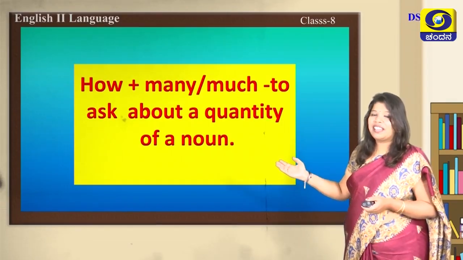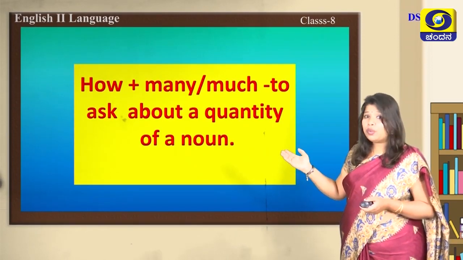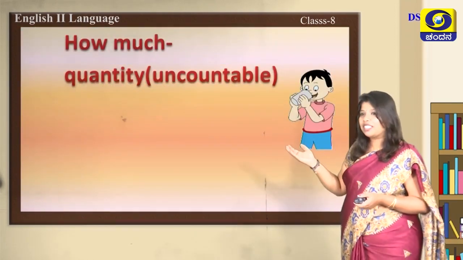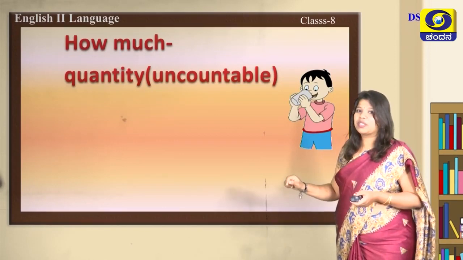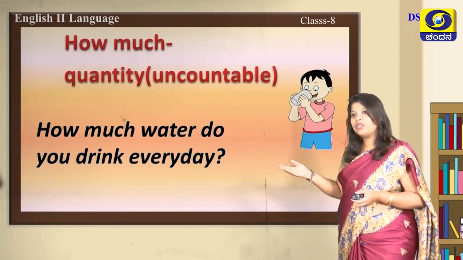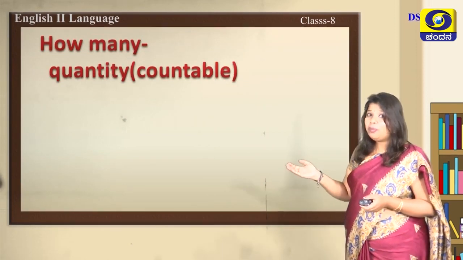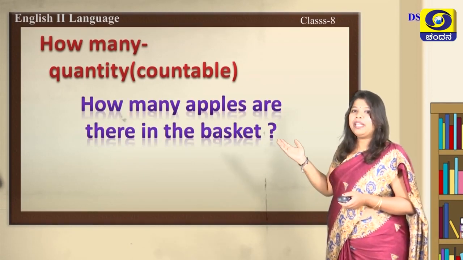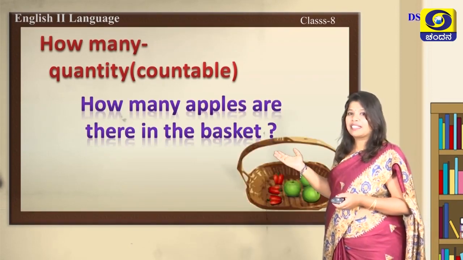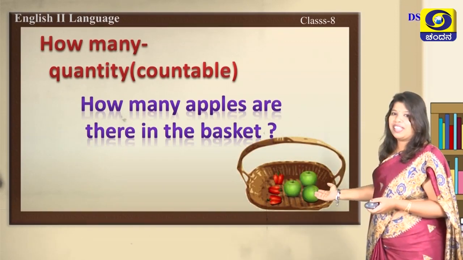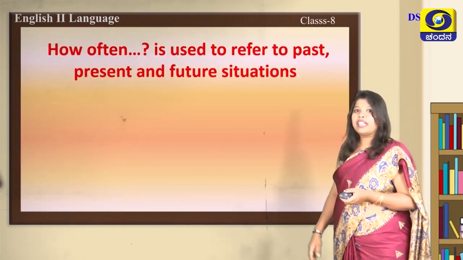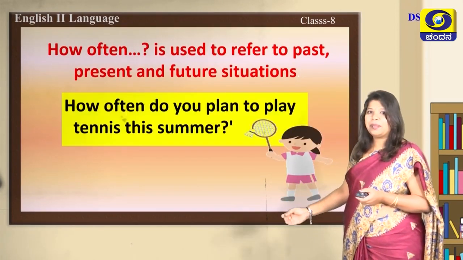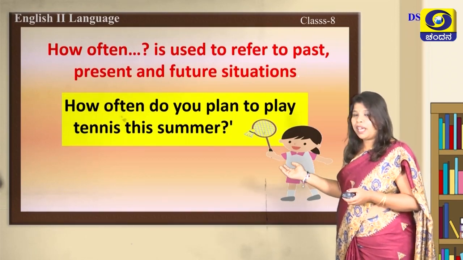Now, look at this children, how many and how much. We use these to ask about the quantity of a noun. For example, how much is used for uncountable nouns. For example, how much water do you drink every day? And how many is used for countable nouns. For example, how many apples are there in the basket? See here, you can count three, right? Now, how often is used to refer to past, present or future situations. For example, how often do you plan to play tennis this summer?